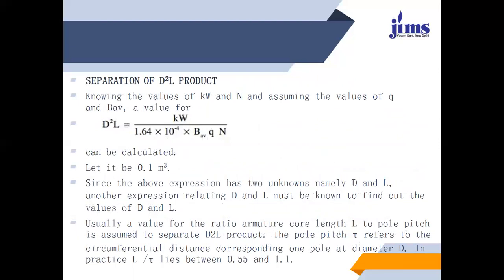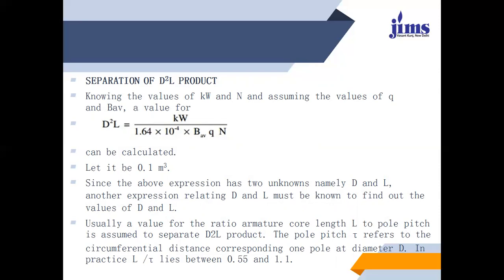Next, the separation of D square L product. Knowing the values of kilowatt and N and assuming the values of q and B average, a value of D square L can be calculated: D square L equal to kilowatt per 1.64 into 10 to the power minus 4 B average q N, say 0.1 meter cube. Since the above expression has two unknowns, namely D and L, another expression relating D and L must be known to find out the values of D and L. Usually a value for the ratio of armature core length L to pole pitch is assumed to separate D square L. The pole pitch τ refers to the circumferential distance corresponding to one pole at diameter D.